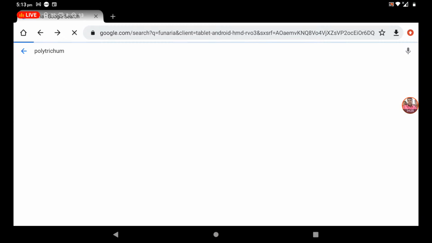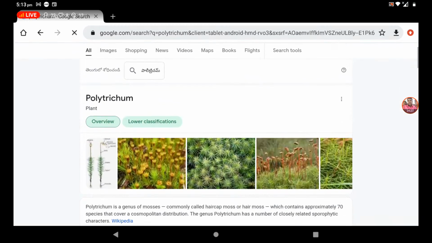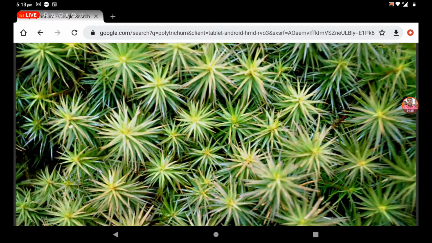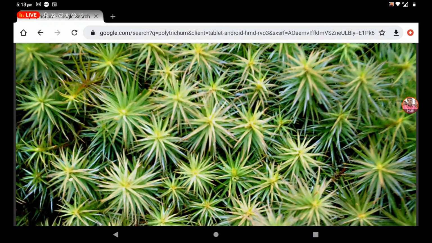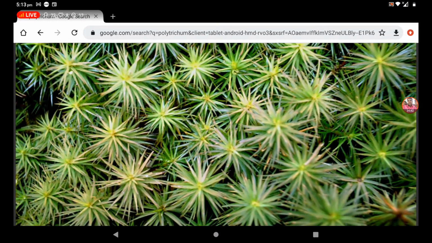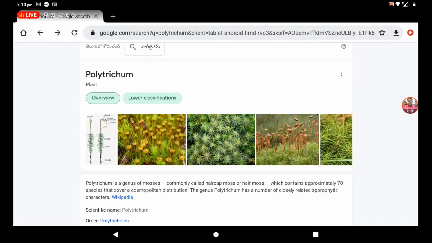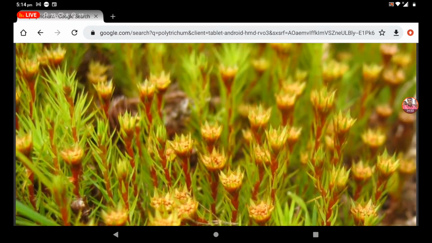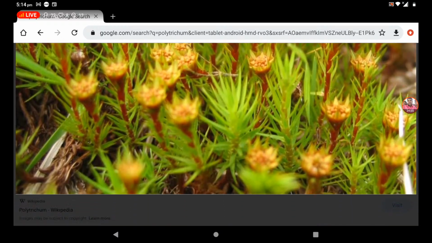Polytrichum, hair cap moss. If you see that, hair cap moss. Polytrichum is also one moss plant. Commonly it is called hair cap moss. Here it's somewhat better. Hair cap moss, Polytrichum.